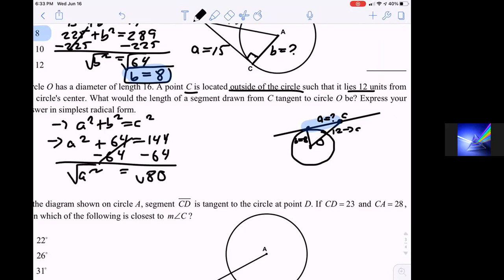Now, when we take the square root of both sides, we get A equals the square root of 80, but you have to break that up and actually simplify the radical like we learned how to do in Unit 5. The largest perfect square that divides into 80 would be 16. So we're going to turn 80 into 16 times 5. That's the same as the square root of 16 times the square root of 5, which is 4 radical 5.